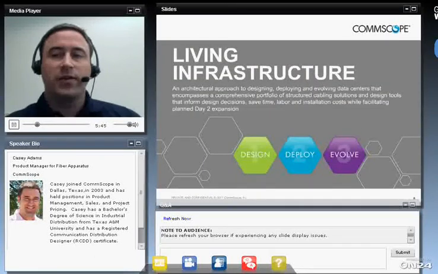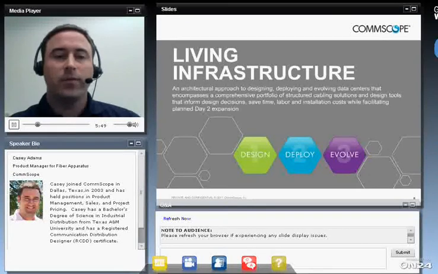Living infrastructure is an approach that lands on 3 stages of the data center design process. Walking through the design phase, the deployment or initial install, and the evolution of the installation to offer a comprehensive portfolio of structured cabling solutions and design tools that help drive smarter decisions, save time, labor, and installation costs, all while allowing for day 2 expansion and migration paths.